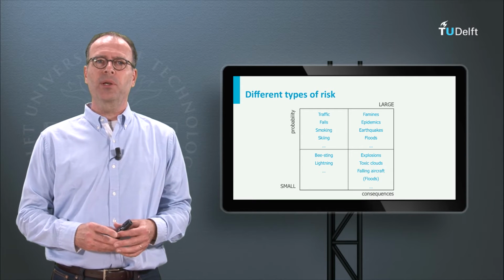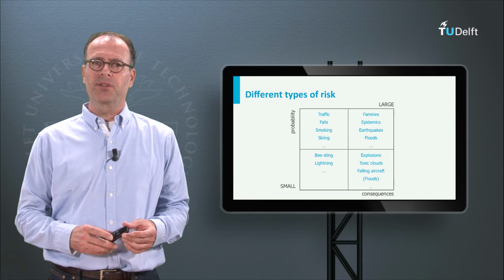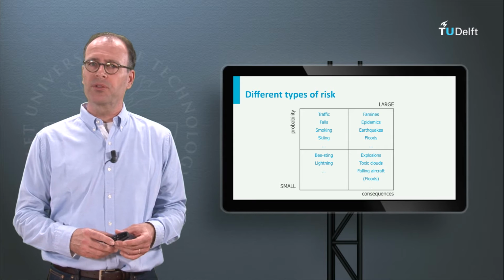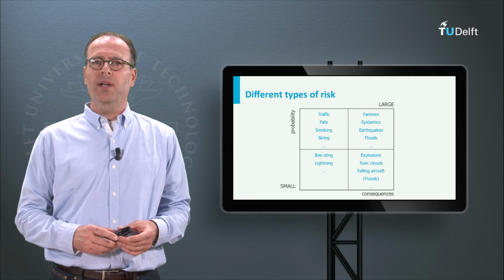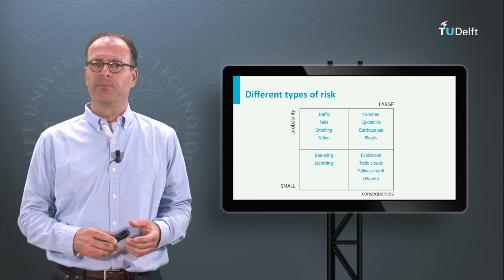Many consequences can be caused in many different ways. It is therefore important that when we talk about a consequence, we also specify how this consequence could happen.